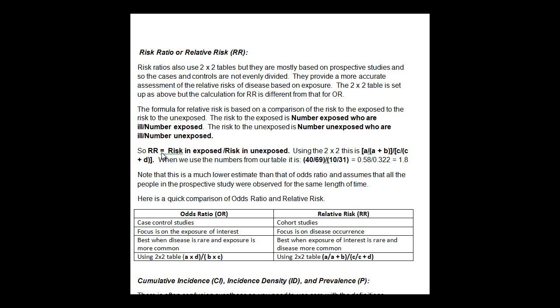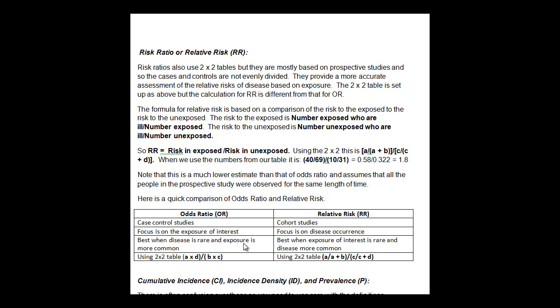So as you can see in this table, the odds ratio and the risk ratio are a lot alike; the difference is just how they're used. Odds ratios are used for case control studies. Risk ratios are used for cohort studies. In an odds ratio, we're focusing on the exposure of interest, while in the risk ratio, we're focused on the disease of interest.